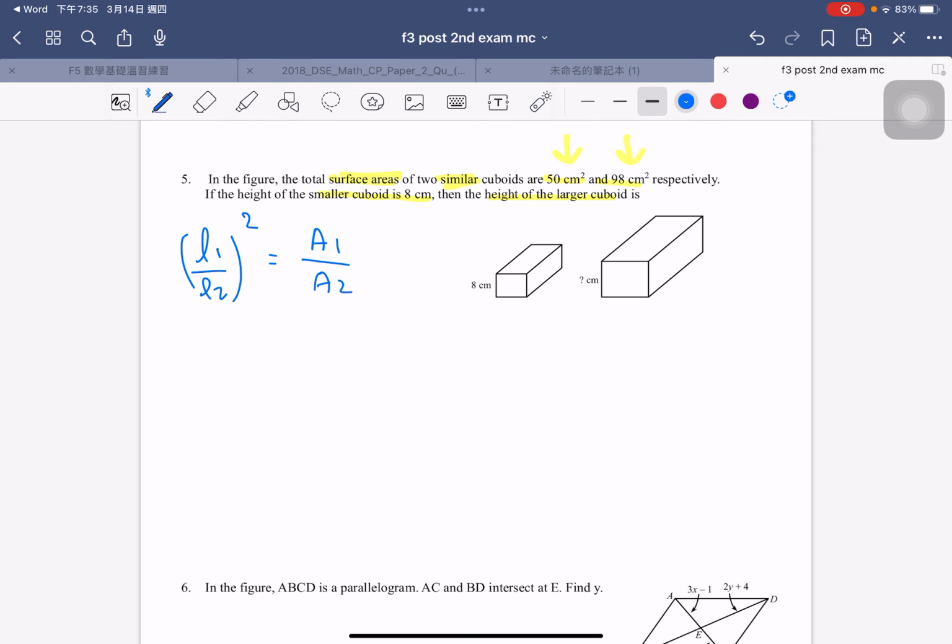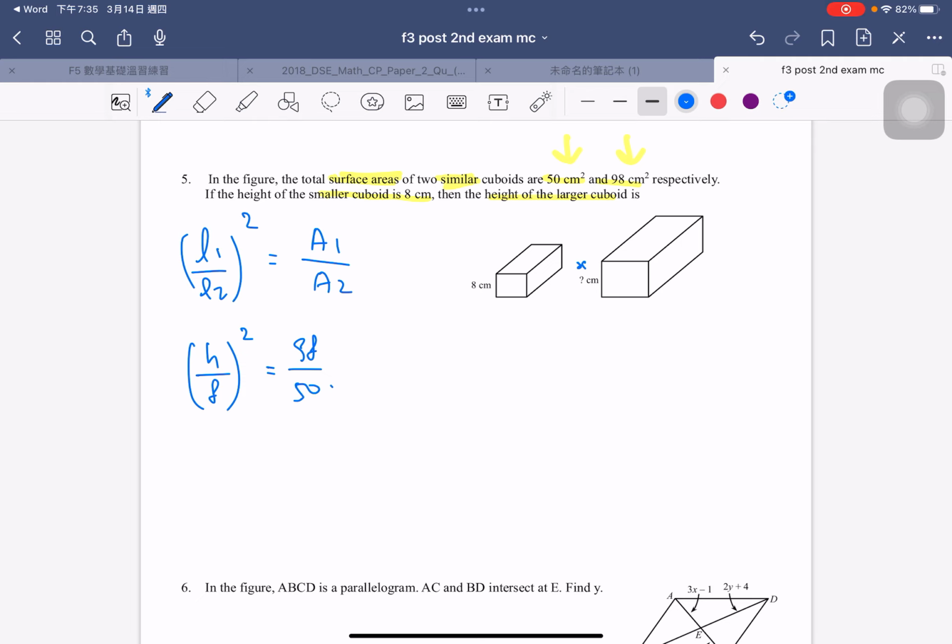Okay, so now we can substitute all of the numbers here. Let's say the height of the larger cuboid is equal to x. So I can say the ratio between the heights, which is the length, isn't it? So x over 8, squared, is equal to the ratio between the areas. The areas' ratio is equal to 98 divided by 50.